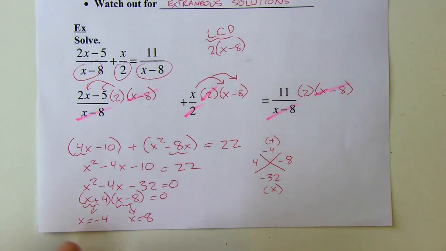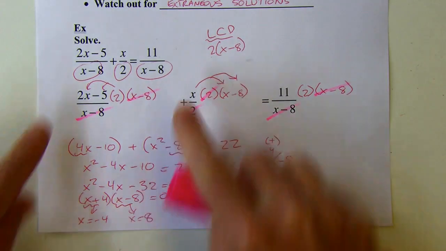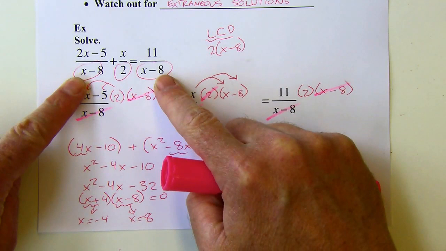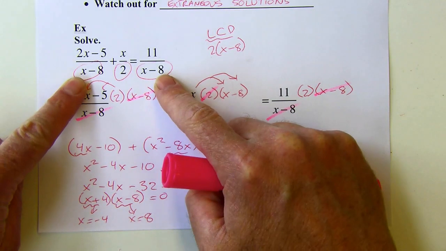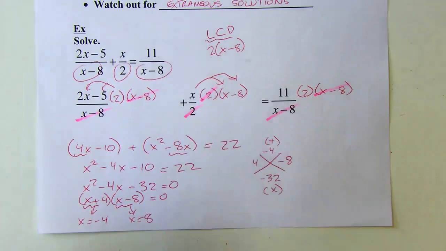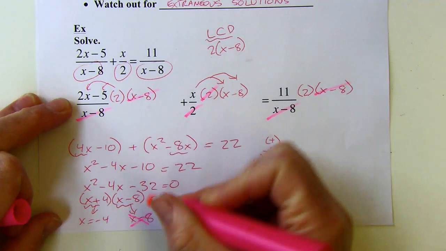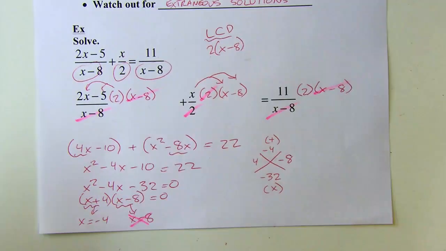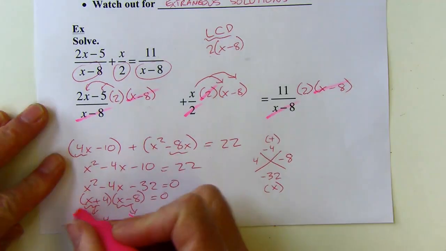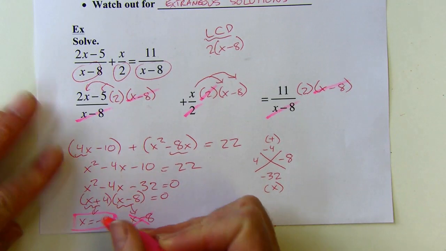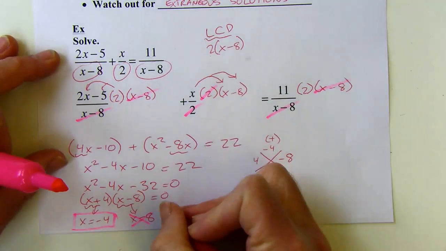But I want to go back to the original problem. If I plug in a -4, well then I'll have -12. There's nothing wrong with a -12 as a numerator. But if I plug in a +8, that's no good, right? In the original problem, it would give me a 0 denominator. So that means this is my only viable solution. This one is extraneous.